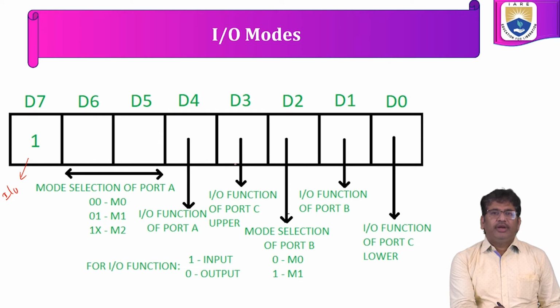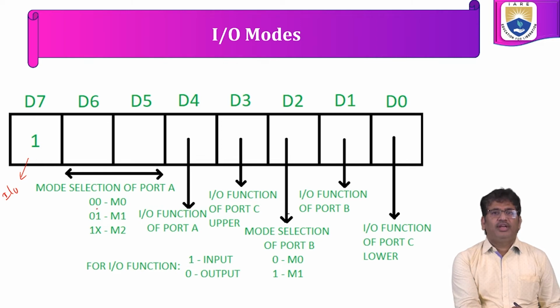The next bit, D3, is used for configuring port C upper as either an input port or output port. The D4 bit is for configuring port A either as an input port or output port. The next two bits, D5 and D6, decide the mode of operation for group A, that is port A and port C upper.